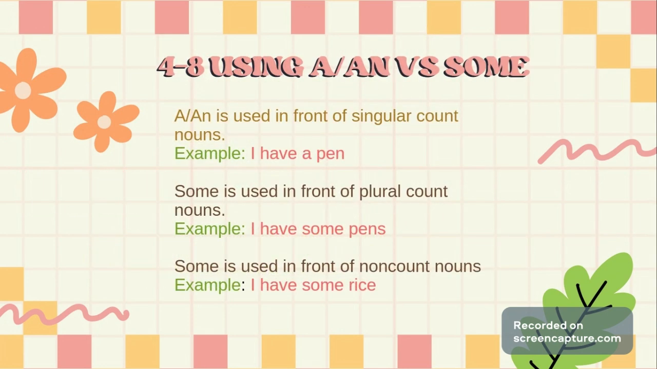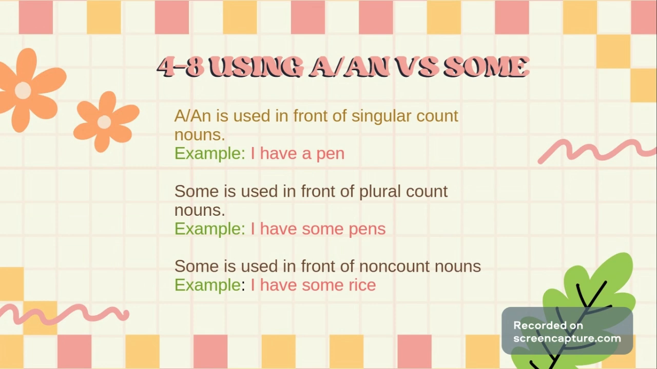Next, using a or an versus some. A or an is used in front of singular count nouns. Example: I have a pen. So the pen is singular. While some is used in front of plural count nouns. Example: I have some pens. So the pens are more than one because you have some.